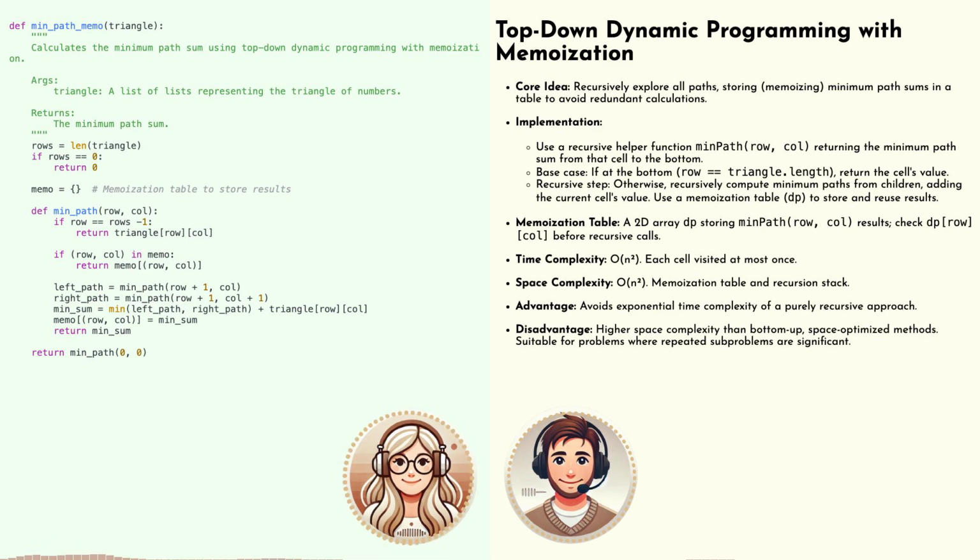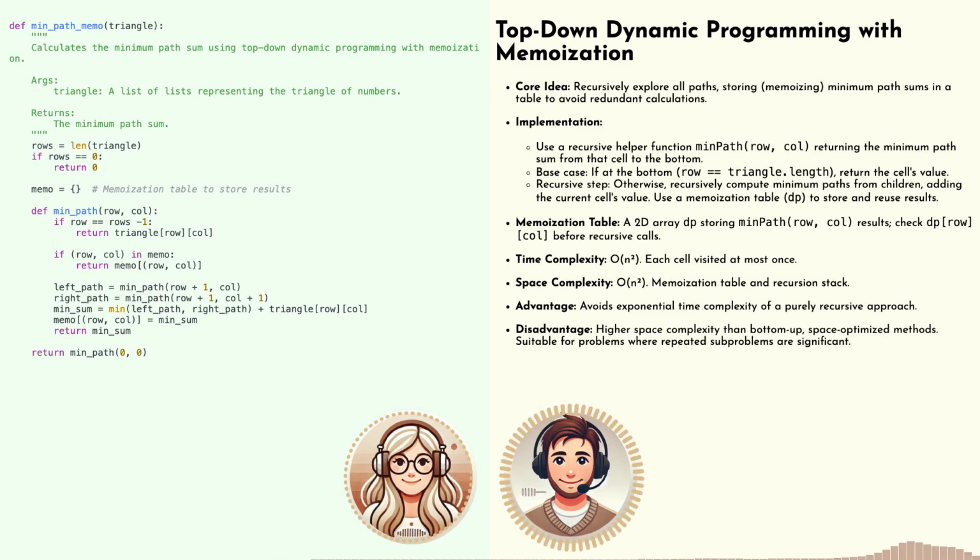We start at the top of the triangle and recursively explore all the possible paths down. So it's more like we're adventurers trying out different trails down a mountain, starting from the summit. Exactly. We try different paths to reach the base. But here's the thing. As we're exploring these paths recursively, we're bound to encounter the same subproblems multiple times. Oh, right, because different paths might converge at certain points.